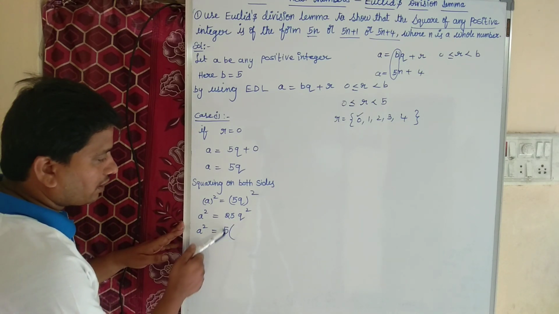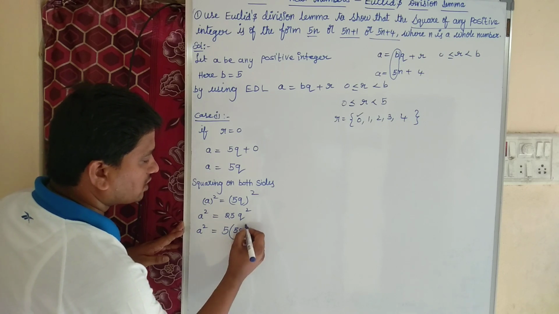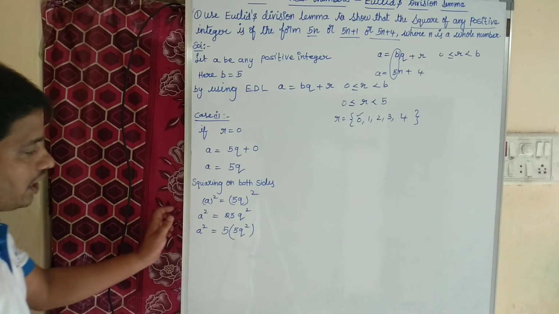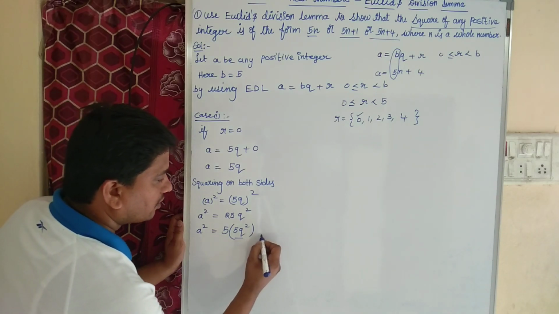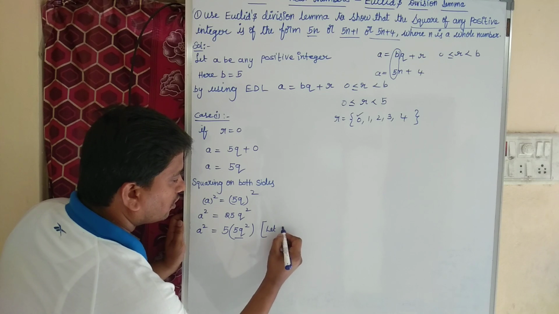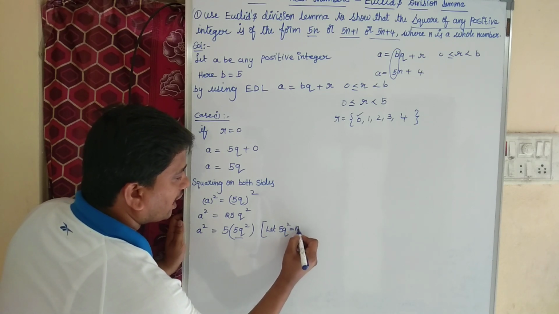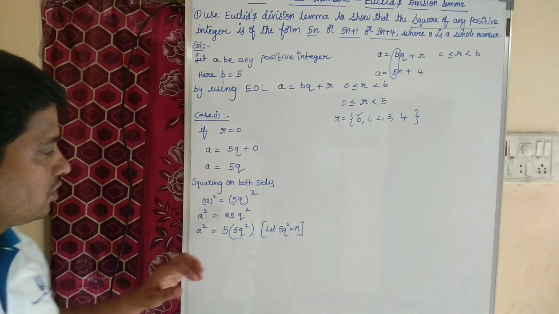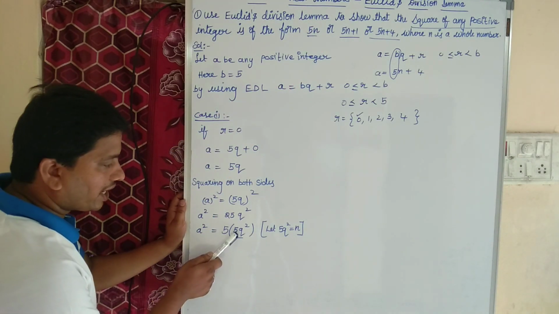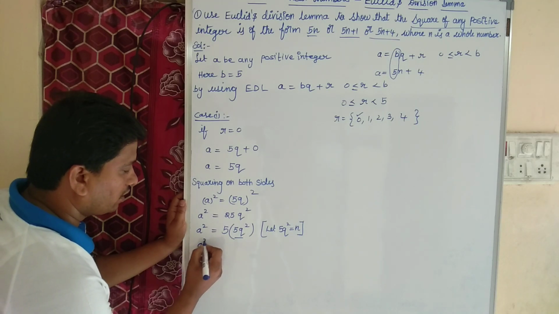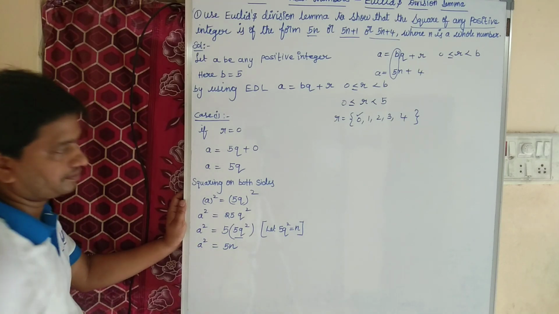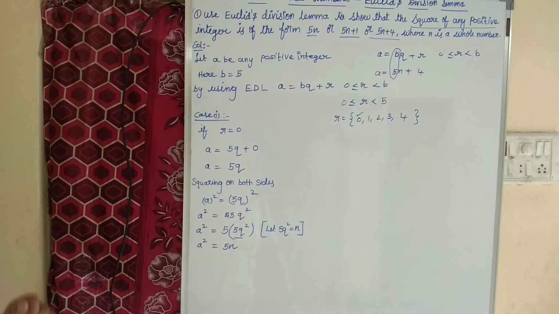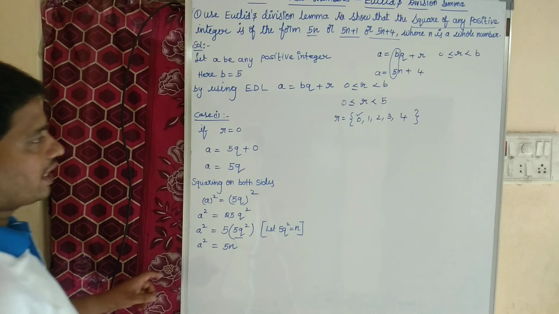Children, what I will do: a square equal to, here I can take 5 as common. 25 I can write as 5 into 5q square. Here I will consider 5q square as n, because it should be in the form of 5n. So what we will get? A square equal to 5n. Yes, we got the first one in the form of 5n. Now coming to case 2.